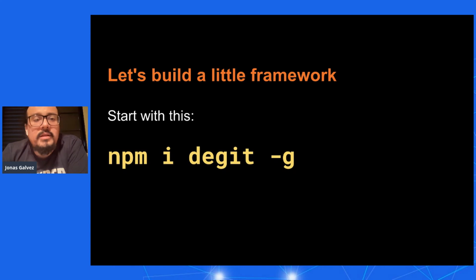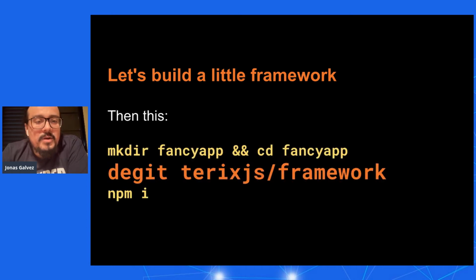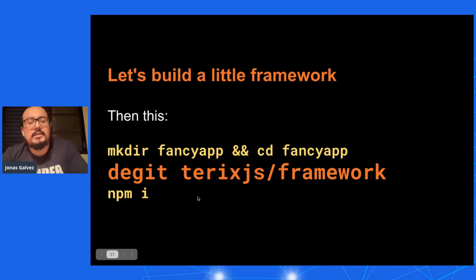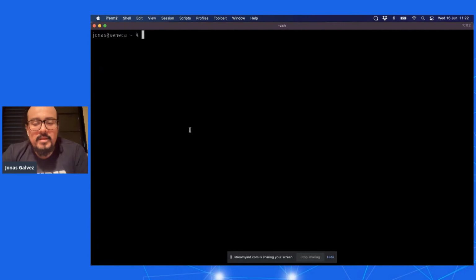So let's build this little framework, and this is what can be said to be the very MVP for such a framework, but it's not really a framework. So we can start by installing dgit, which is just a scaffolding tool that copies code from GitHub. And you can start by creating a new directory, going to it, and running dgit Terex.js framework and installing dependencies. I'm going to do that now.